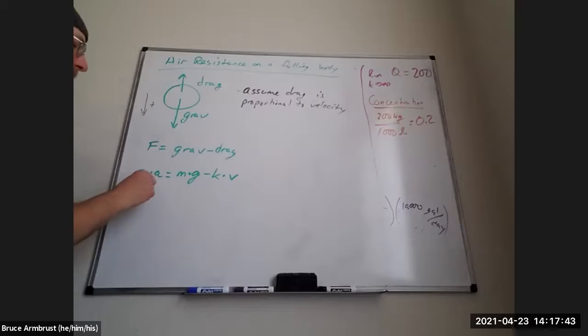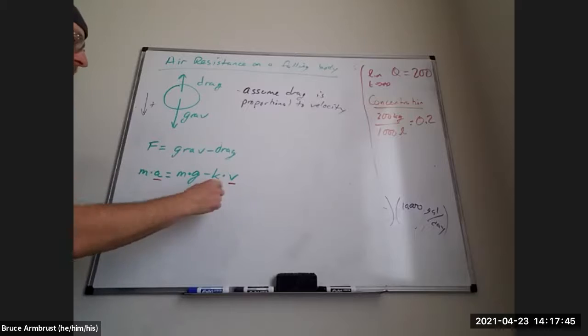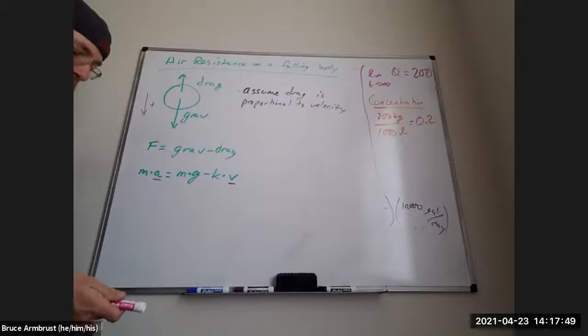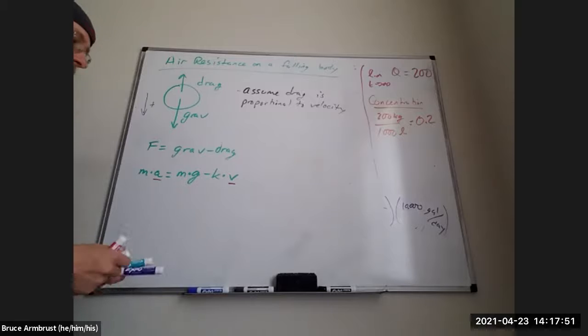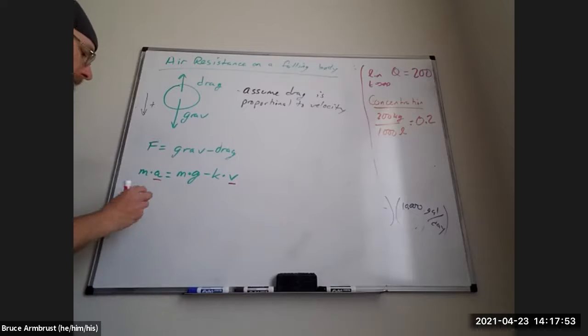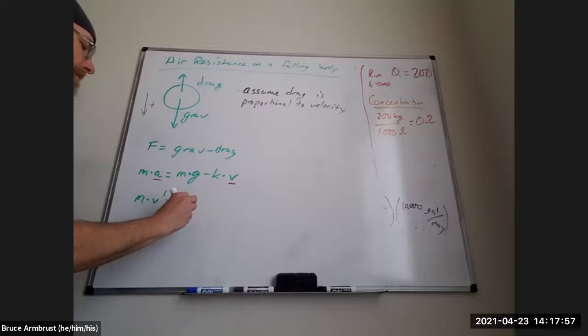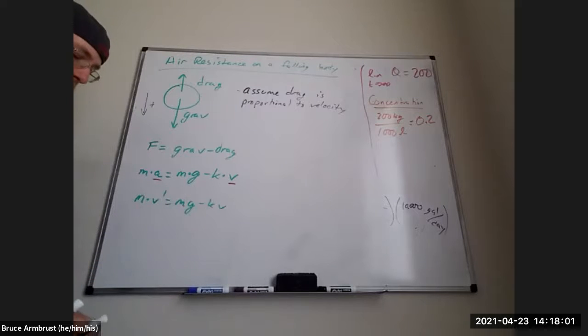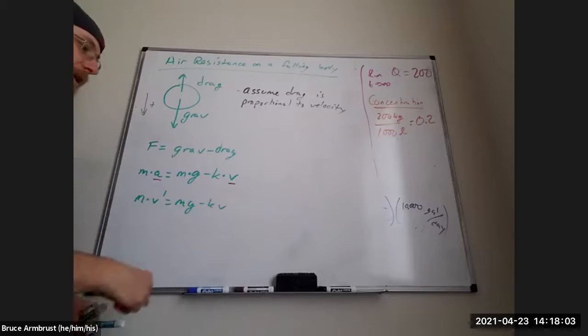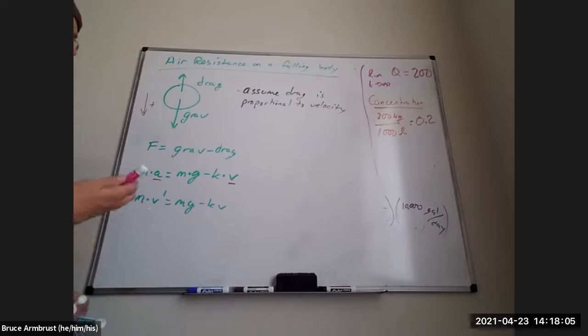Yeah, that one, the kv. That one? All right, so think about this. We know about acceleration and velocity, right? Acceleration is the derivative of velocity. So I can actually write this as m times v prime equals mg minus kv. And now this is a differential equation in terms of v.